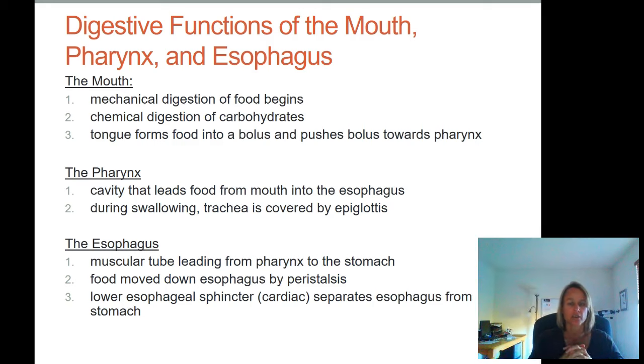The pharynx is simply a cavity that connects the mouth to the esophagus, and during swallowing, the trachea gets covered by the epiglottis to prevent aspiration of food or drink. The esophagus is a long muscular tube that extends from the pharynx to the stomach. Food gets moved through the esophagus by peristalsis, those rhythmic waves that keep pushing things further down. We have the cardiac sphincter, or lower esophageal sphincter, that separates the esophagus from the stomach. The reflux of acidic contents through that sphincter we'll talk about later, and that's GERD.